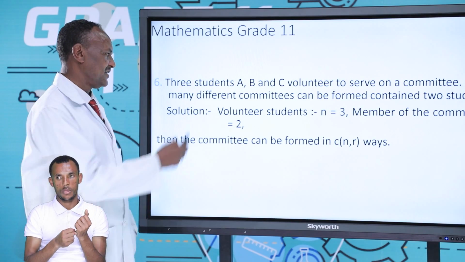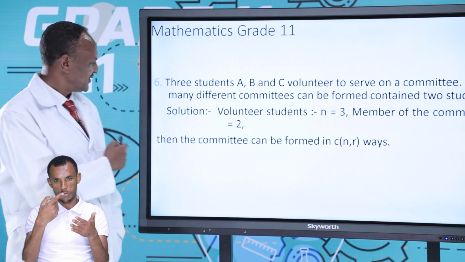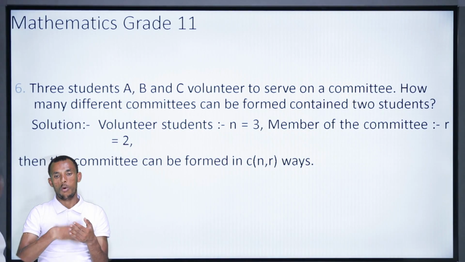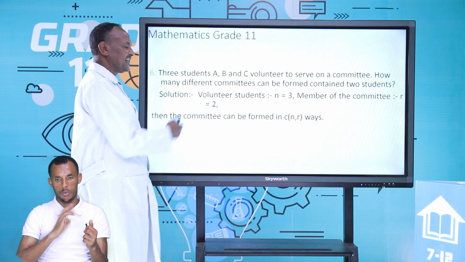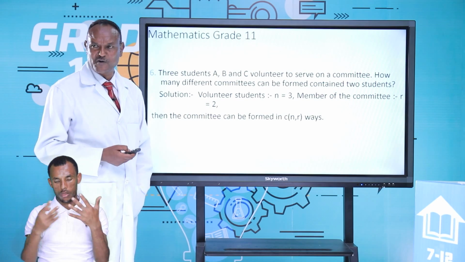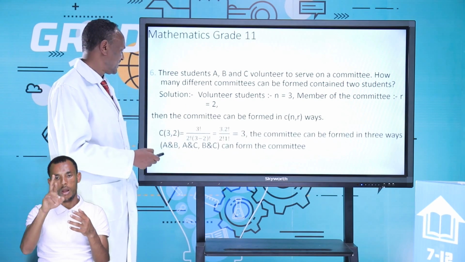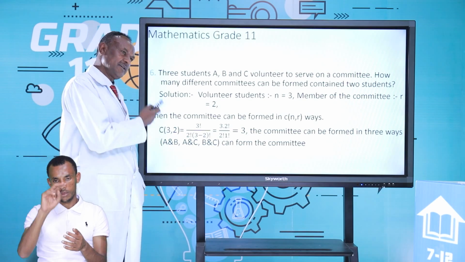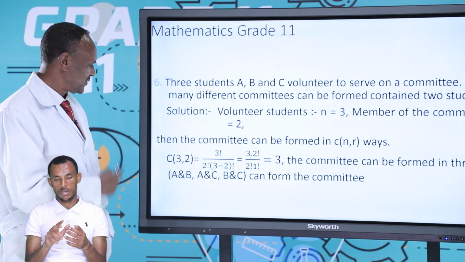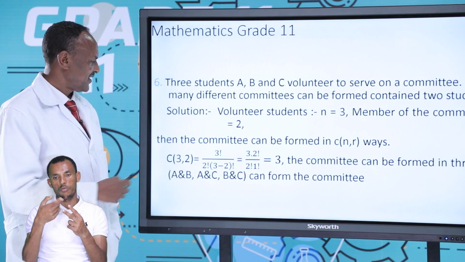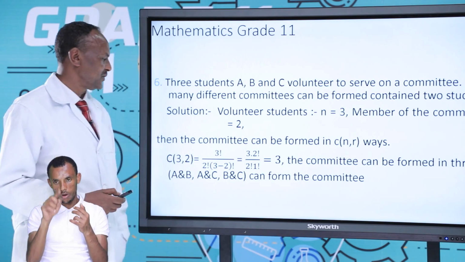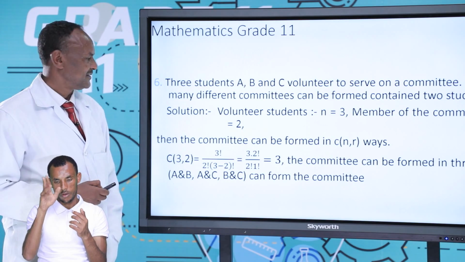Since committee selection or forming is a combination problem, we have to apply the combination formula, nCr. So what is that? N equals 3, r equals 2, since the committee has 2 members. So we have to select 2 from 3. That is 3 factorial over 2 factorial times (3 minus 2) factorial.